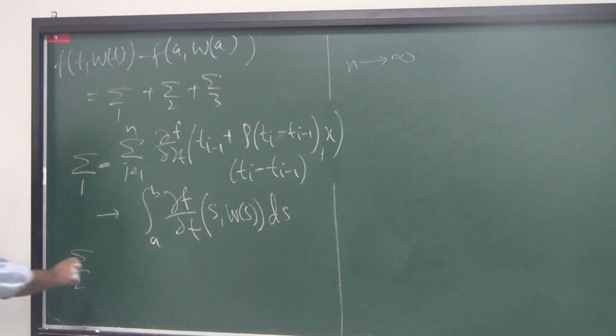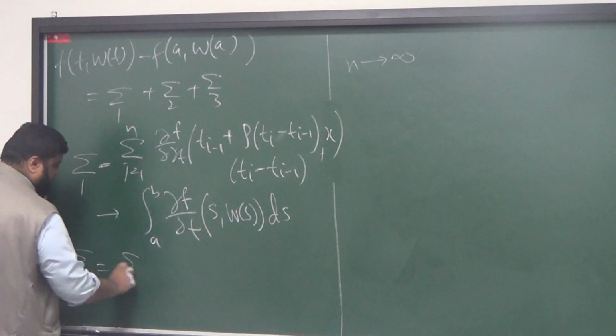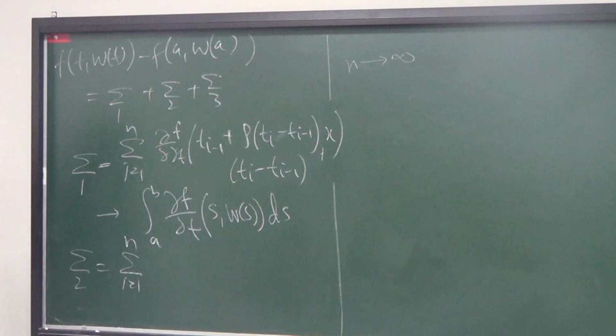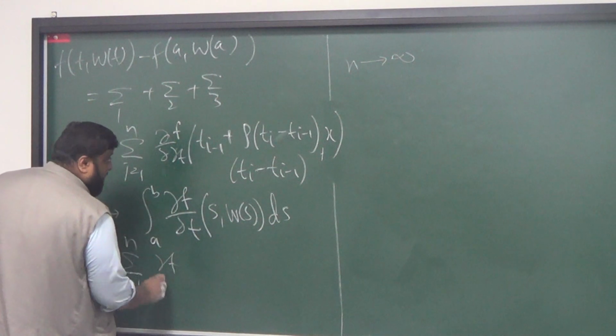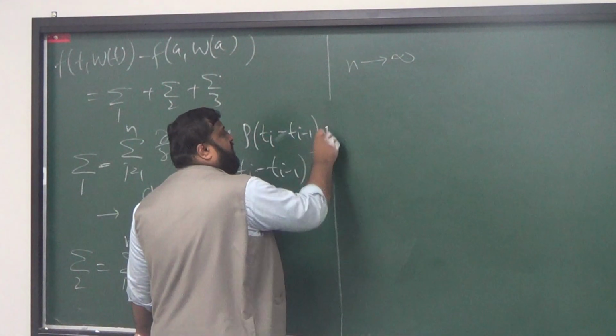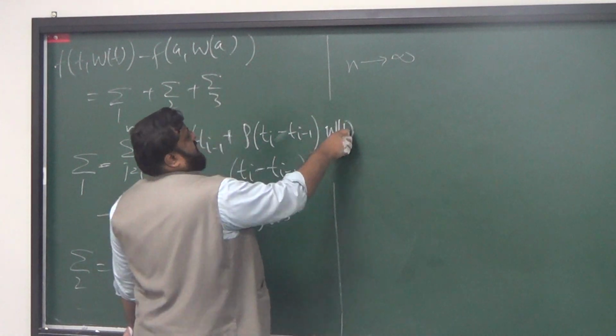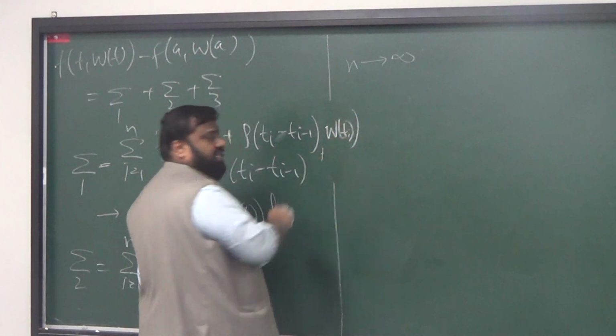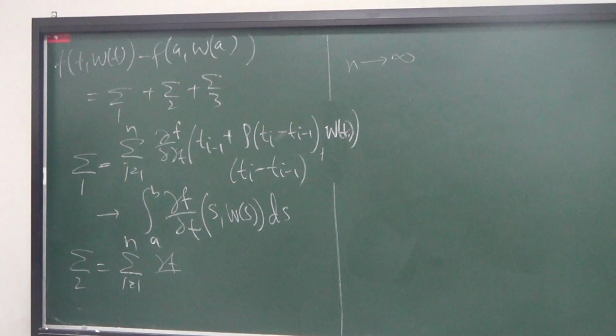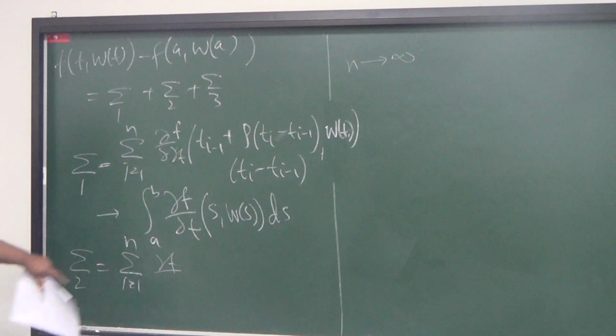The second term: the second sum is the sum that goes from i equal to 1 to n. Here, this x is not really going to be x, it is going to be w of ti minus 1, because I'm taking s naught as ti minus 1 and t as ti, and x naught as w of ti minus 1. That is what we have to take care of, and therefore I'm writing it here.